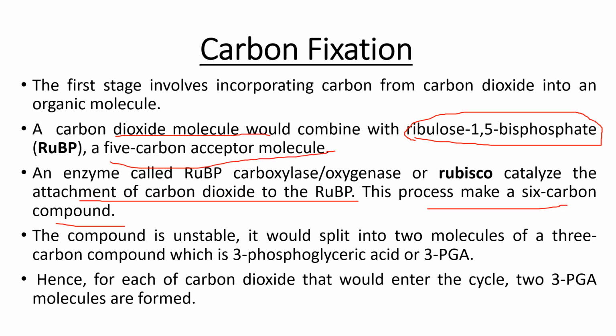So this process makes a 6 carbon compound. Earlier it was a 5 carbon compound, so when the enzyme acts on this, it makes a 6 carbon compound. The compound is very unstable, so it would split into two 3 carbon molecules, which are 3-phosphoglyceric acid. Hence for each carbon dioxide that enters the cycle, there will be 3 PGA molecules formed. We will be discussing all these in the cycle in detail also.